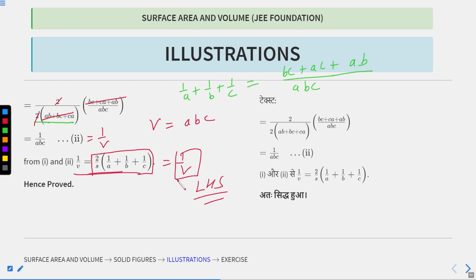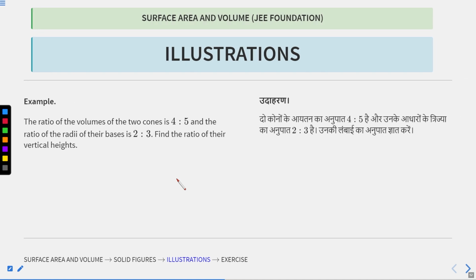Now let's move to the next. In this example, the ratio of 2 volumes. So what volumes are we talking about? We are talking about the volume of 2 cones. So let's say we have one cone like this, and another cone. So cone 1, cone 2.